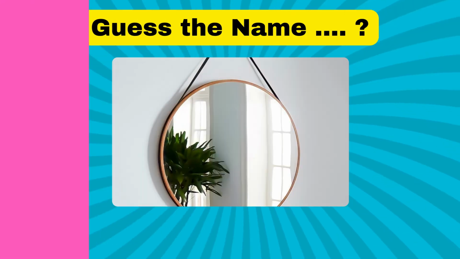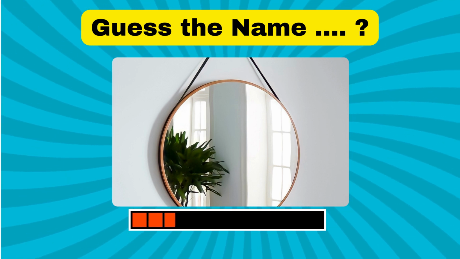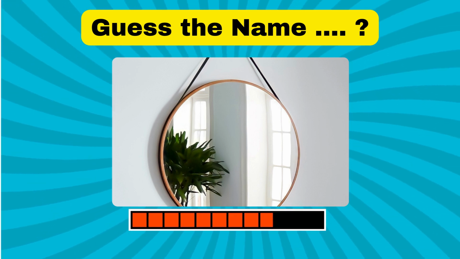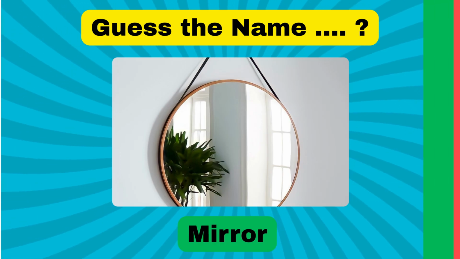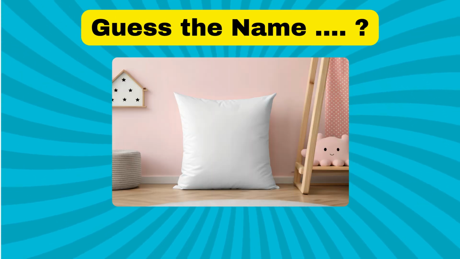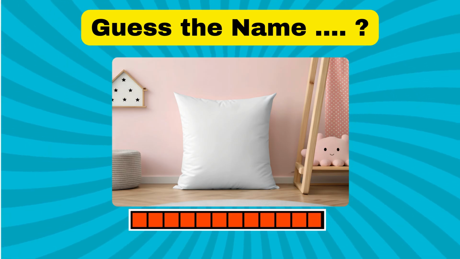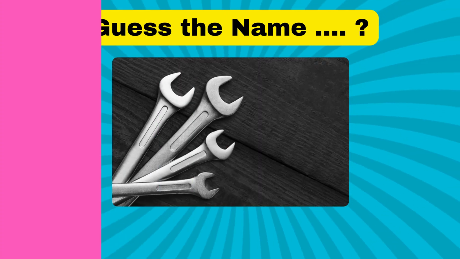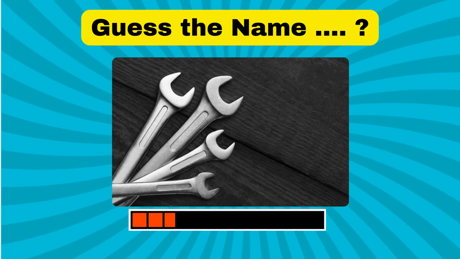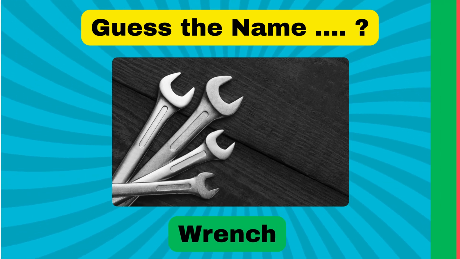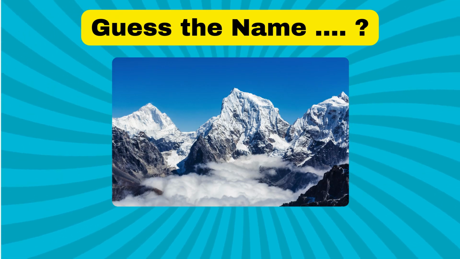What is this? Bicycle. What do we call this item? Mirror. What is this? Pillow. Do you know this object? Wrench.